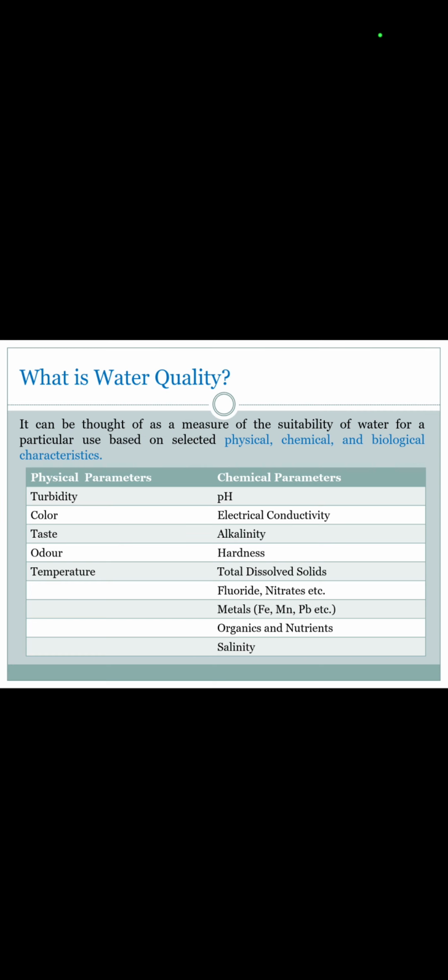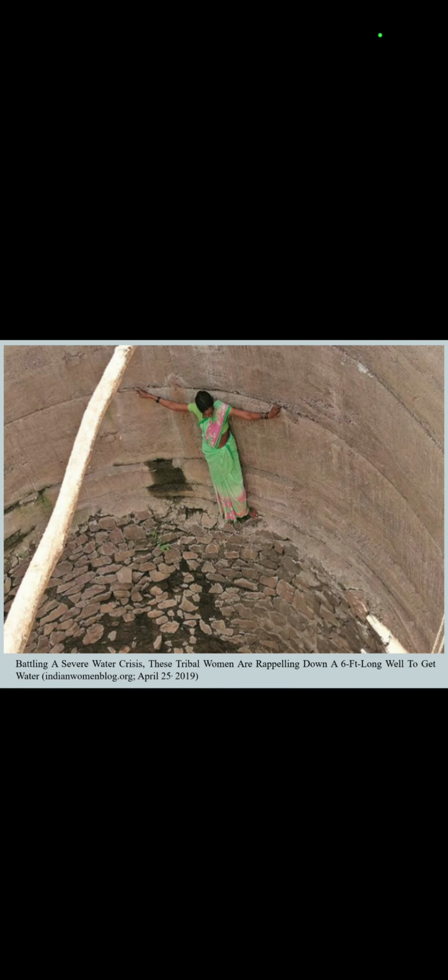This particular image was from 2019 from one of the tribal villages close to Maharashtra, where you get to see a tribal woman rappelling down a 6 feet long well to get water. These are baffling images in the sense that you could well imagine the crisis in terms of depletion of groundwater level.